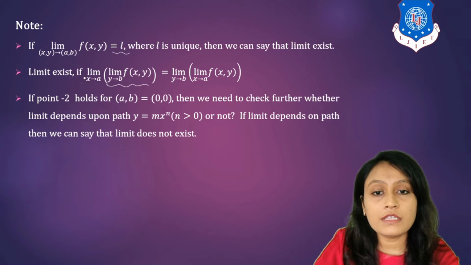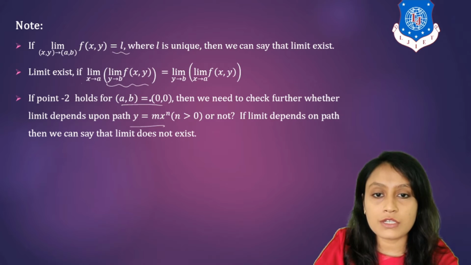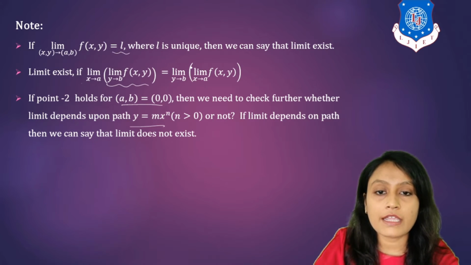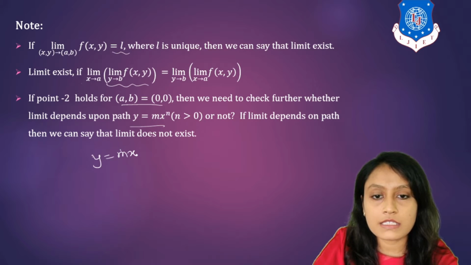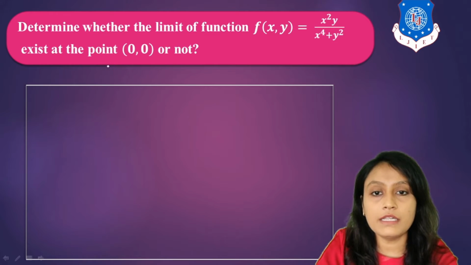Now if this point number 2 holds for (a,b) equals (0,0), then we have to check further whether the limit depends on the path y equals m x raised to n or not. So if you get the same answer for (a,b) equals (0,0) for these two limits, then we will check for y equals mx. Then we will check for y equals m x square. If all the answers are the same, then we can say that the limit exists. And if the limit depends on n, then we can say that the limit does not exist. Okay, now let's begin with the example.